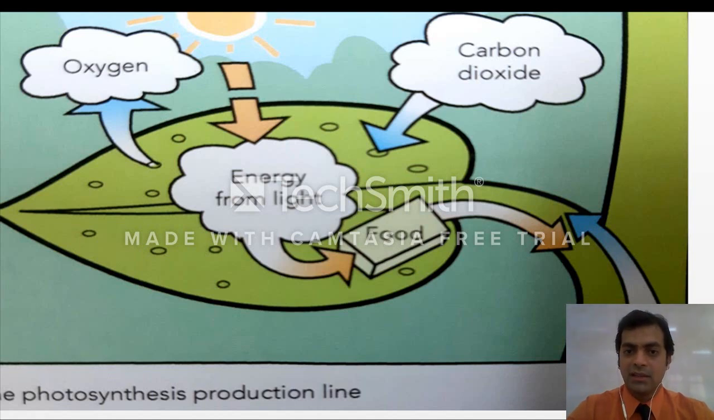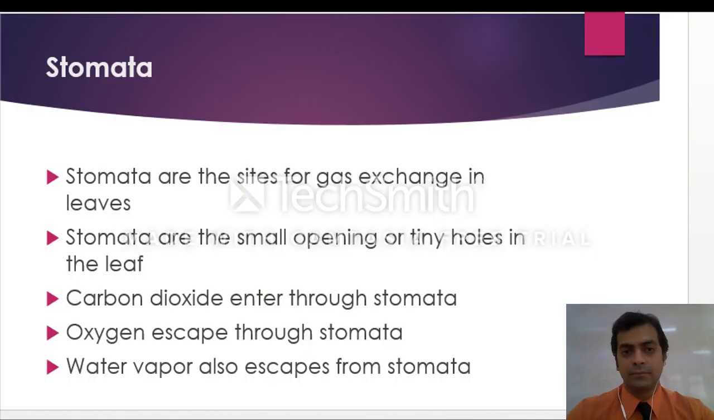So now what is stomata? Stomata are the sites for gas exchange in the leaves. You can't see stomata with your naked eye, you need a microscope to observe them because they are that small. Carbon dioxide enters the leaf through stomata and oxygen escapes through stomata. Water vapors also escape through stomata. Have you seen the dewdrops in the morning on the tips of leaves? That is the water which escapes at night through stomata.